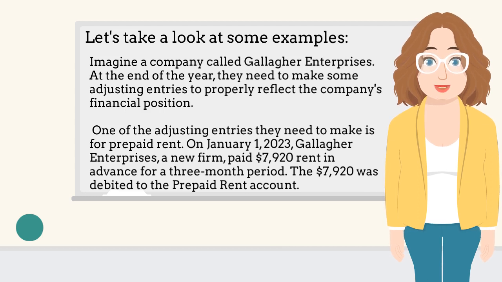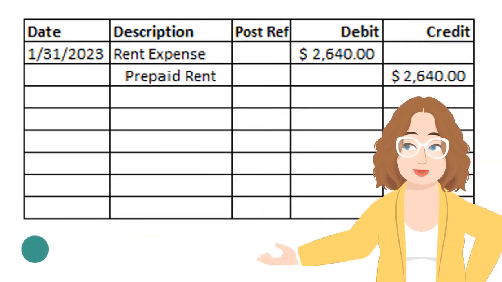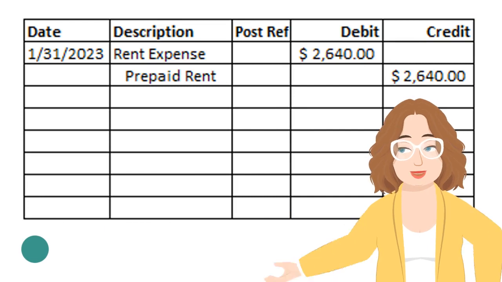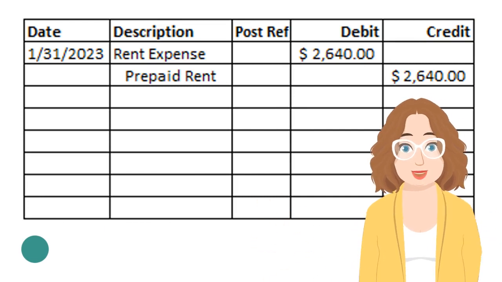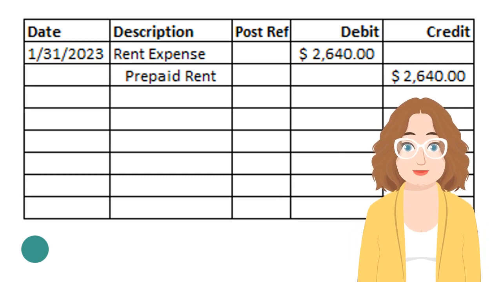The $7,920 was debited to the prepaid rent account. To record this adjusting entry, Gallagher Enterprises would debit rent expense for $2,640 and credit prepaid rent for $2,640. This will properly reflect the company's expenses for January 2023 by recognizing only the expense that is for January.